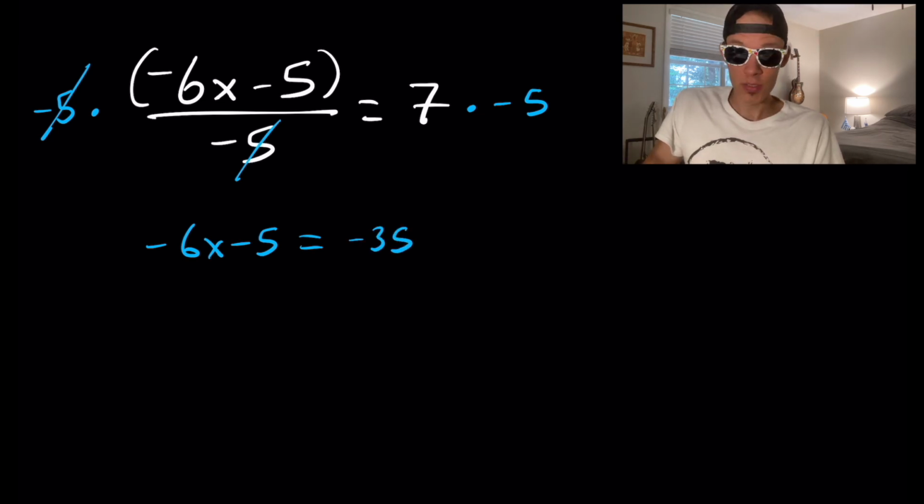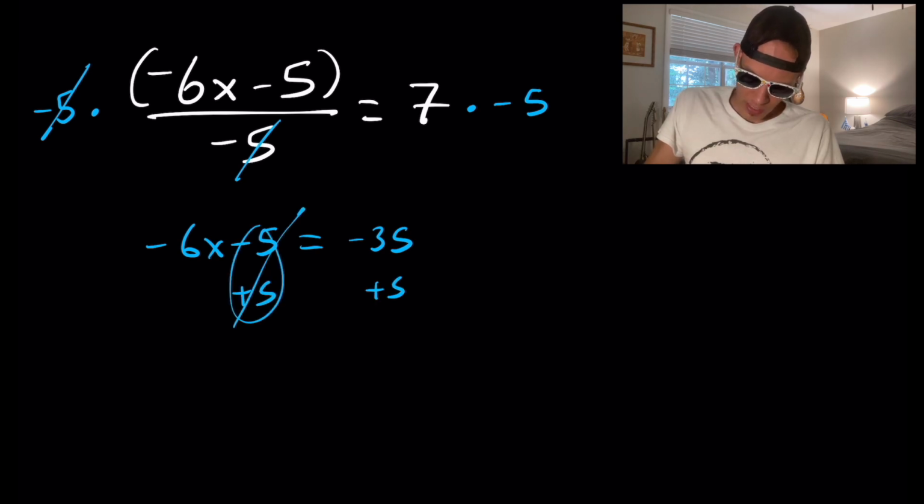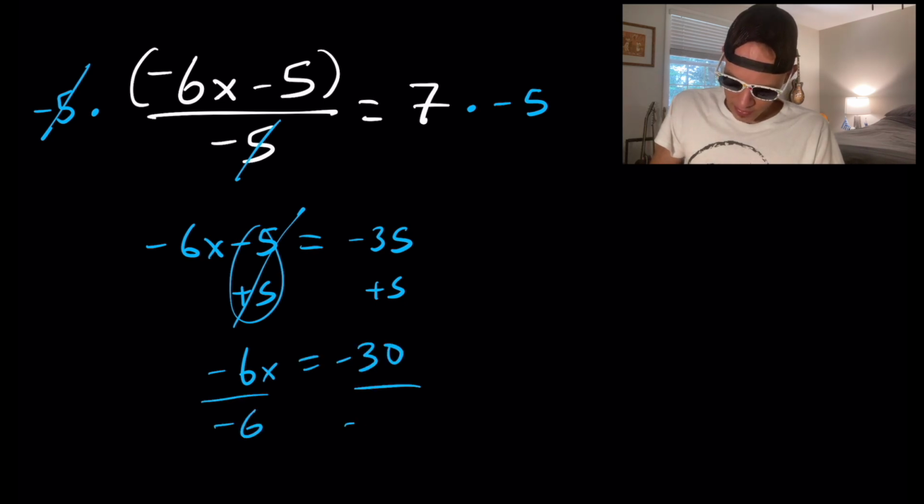And this is now a two-step equation. So I'll add 5 to both sides. These will cancel. I'll have negative 6x is equal to negative 30. Divide both sides by -6. Those cancel, and I'll get x is equal to 5.